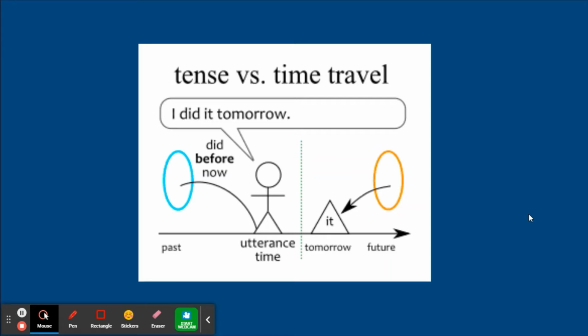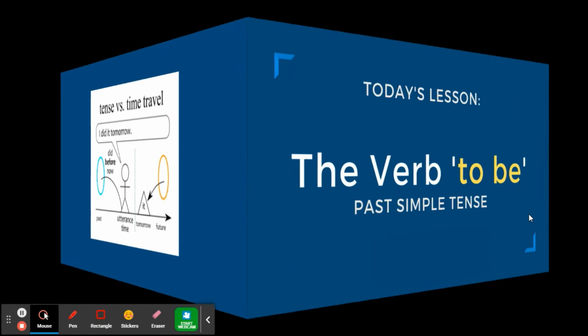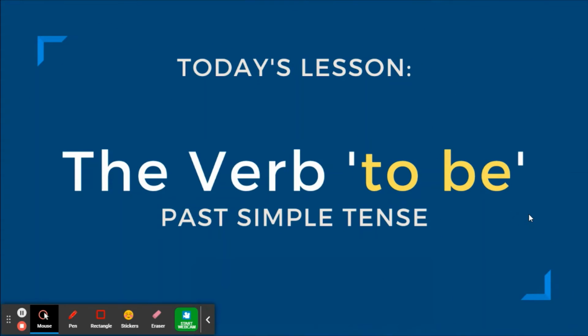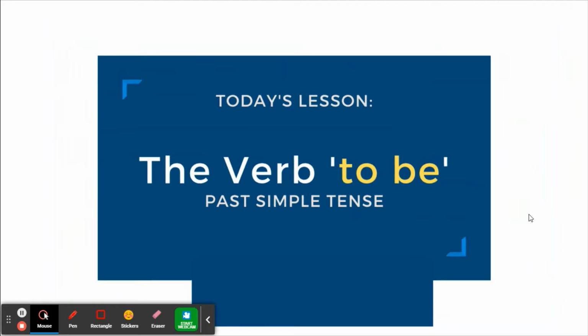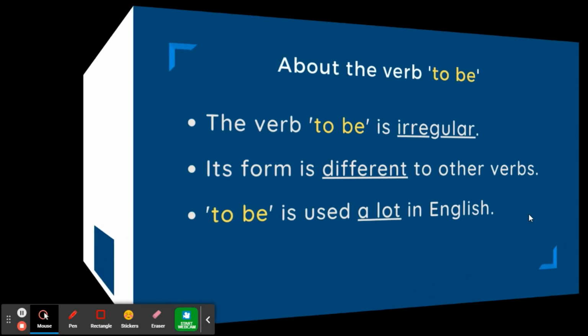Okay, so let me go ahead and present today's lesson, which is going to be the verb to be, past simple tense. And this is going to be a lot of practicing. That's all we're going to do. Lots of practicing together. And then I'm going to drop a link for you guys to practice on your own. Okay? So, verb to be, right? Has different parts.